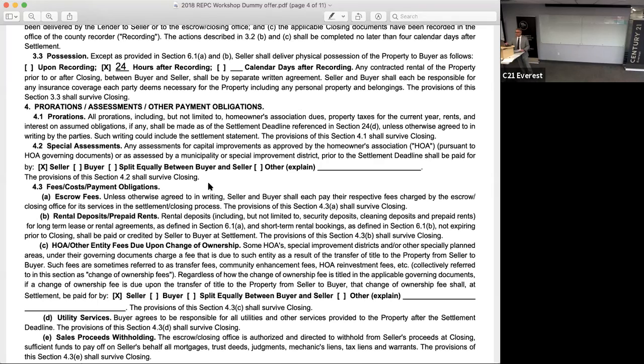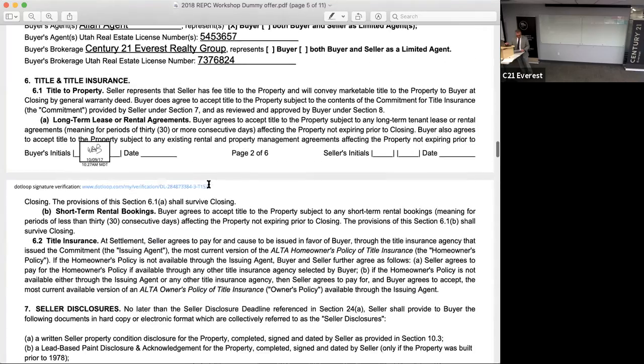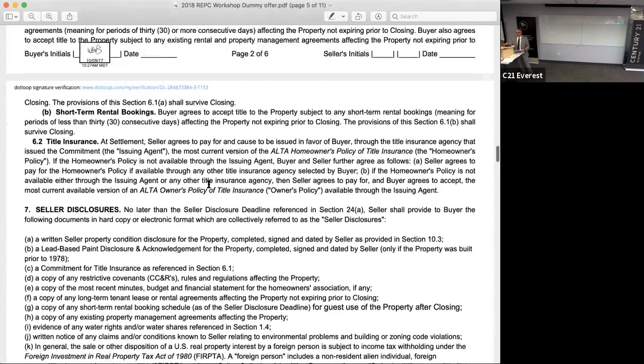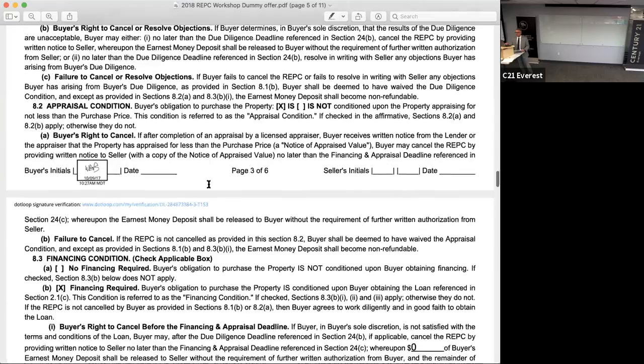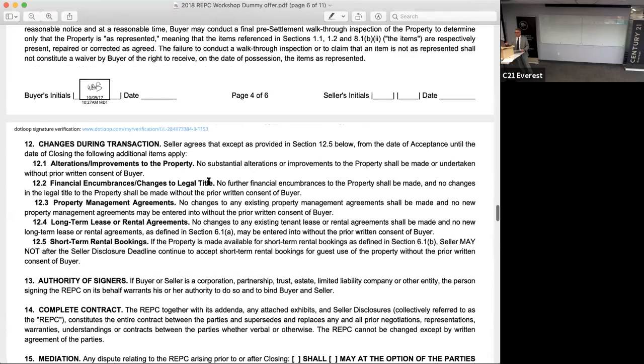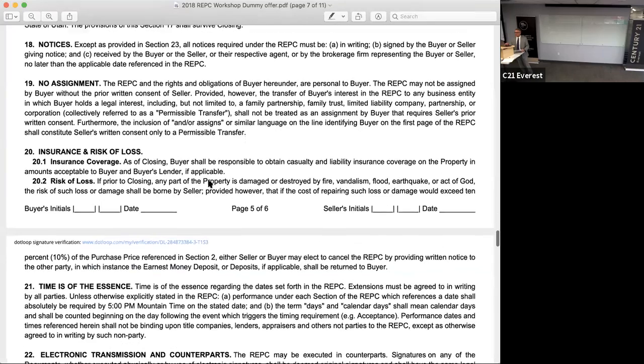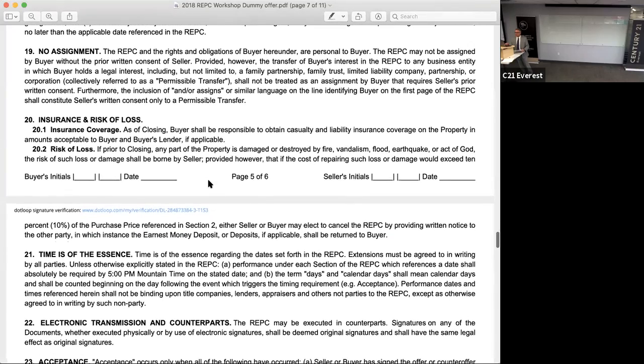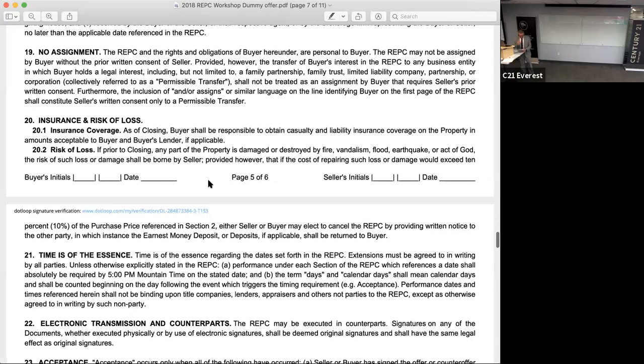Remember I said to you, typically when there's a question, a problem, I would say, what does the contract say? Let's go see what the contract says. So I'm going to fast forward down here to section 20. Let's read through section 20. Here's what it says.